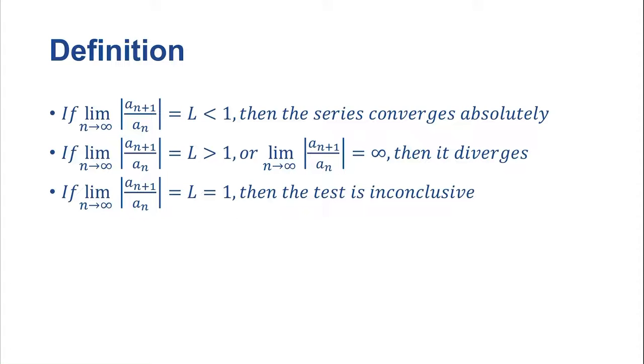So these are really the three main cases that you need to remember for the ratio test. If the limit is less than 1, then we converge. If it's greater than 1, it diverges. And if it's equal to 1, it's inconclusive. You should move on to a different sort of test. Okay, so let's do a couple of examples.